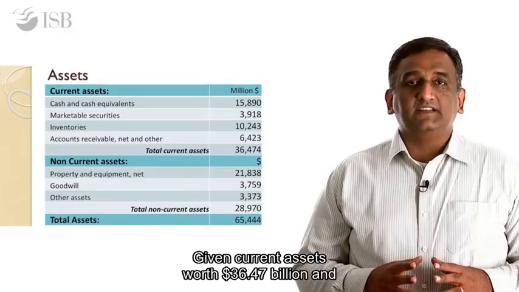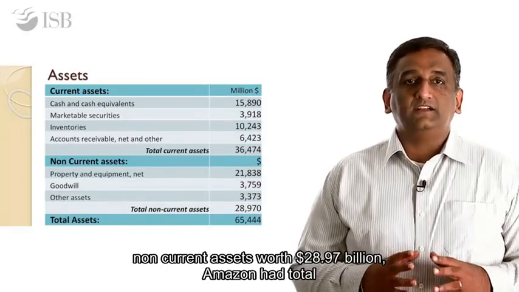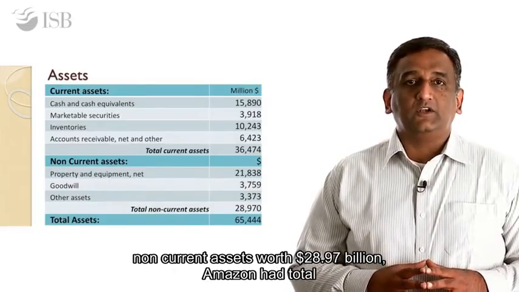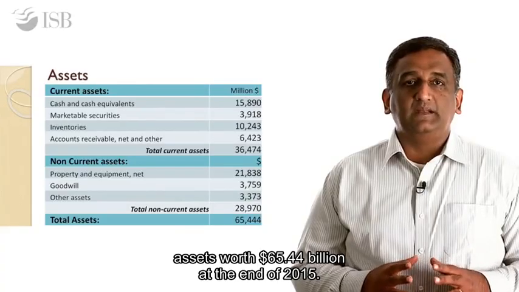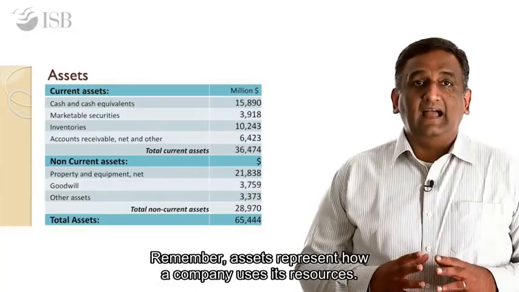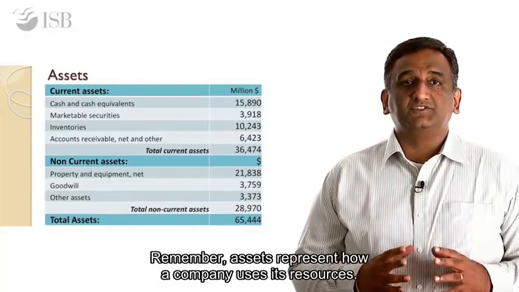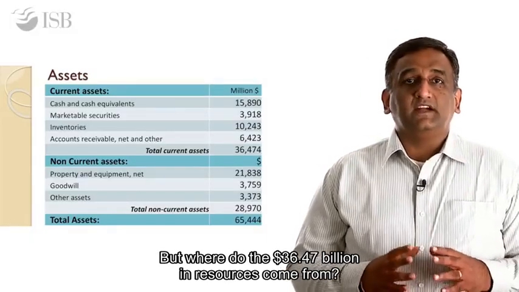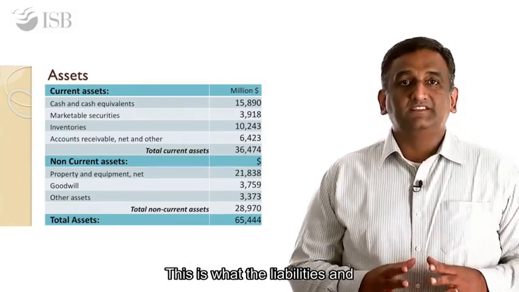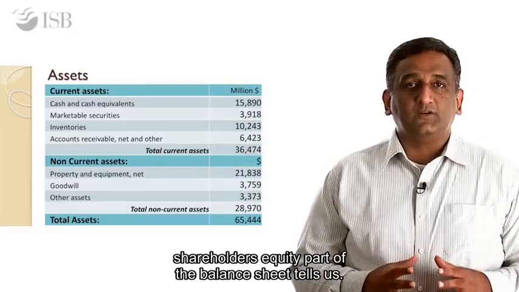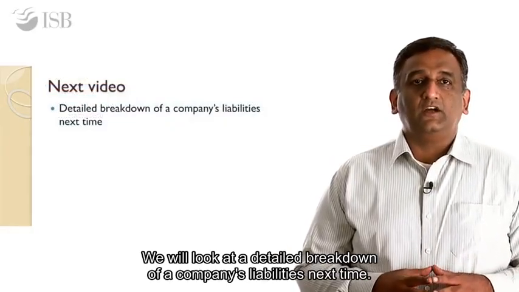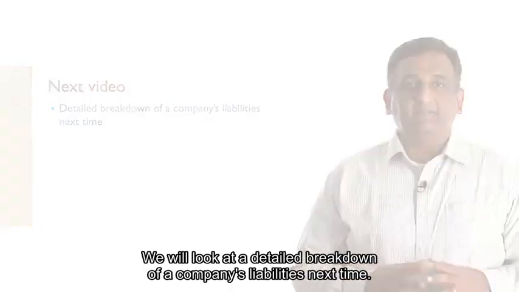Given current assets worth $36.47 billion and non-current assets worth $28.97 billion, Amazon had total assets worth $65.44 billion at the end of 2015. Remember, assets represent how a company uses its resources. But where do the $65.44 billion in resources come from? This is what the liabilities and shareholders' equity part of the balance sheet tells us. We will look at a detailed breakdown of a company's liabilities next time.